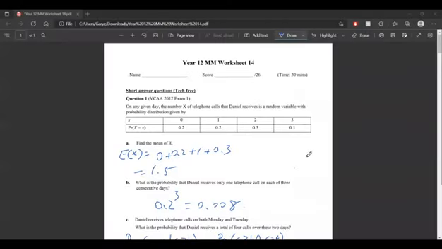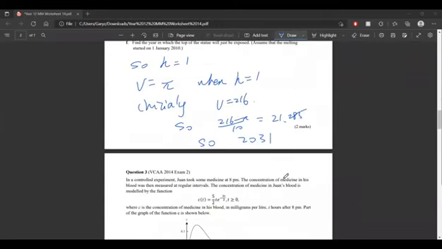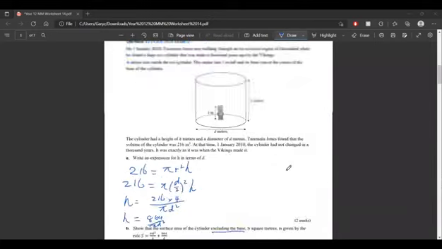Hello everyone, today I'll be going through the Year 12 Methods worksheet 14, and here's the answers first. Yep, cool, let's get started.